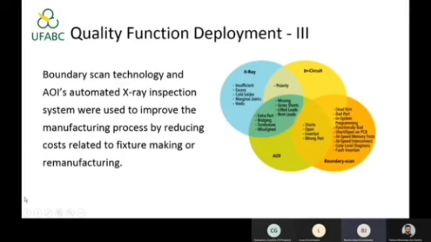In the third phase of the quality function deployment, the ICT mechanical interaction was substituted with boundary scan technology and the automated X-ray inspection system to improve the manufacturing process by reducing costs related to fixture making and remanufacturing.